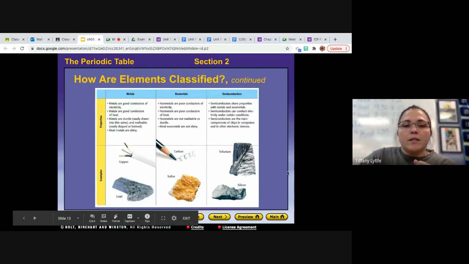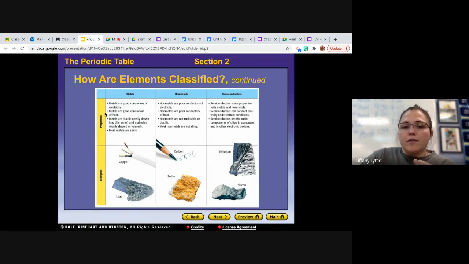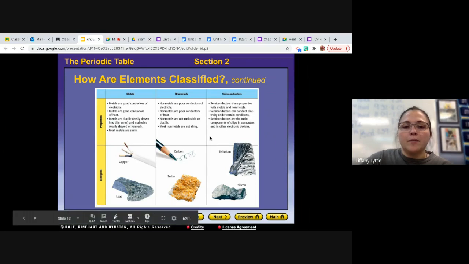And so here are some examples. Again, metals are good conductors of electricity. They are good conductors of heat. They are ductile. Ductile means that you can stretch them out into a thin wire without them breaking. Metals are malleable, which means they can be hammered or hit and easily shaped without busting apart or breaking. Most metals are shiny, so not all metals are shiny. Some examples are copper and lead.